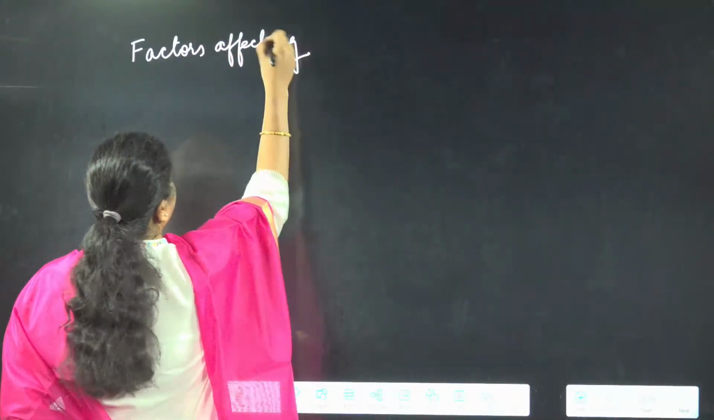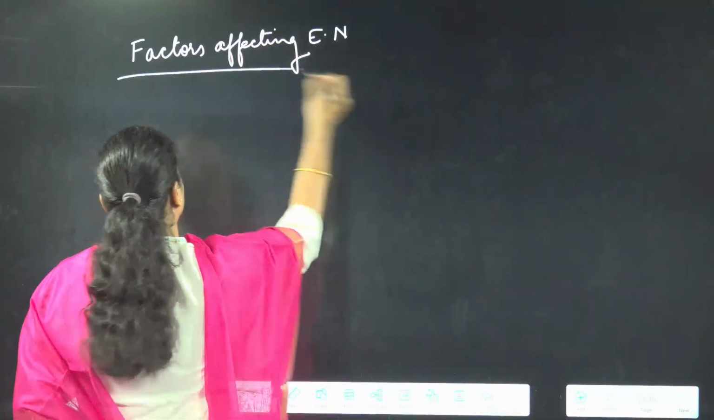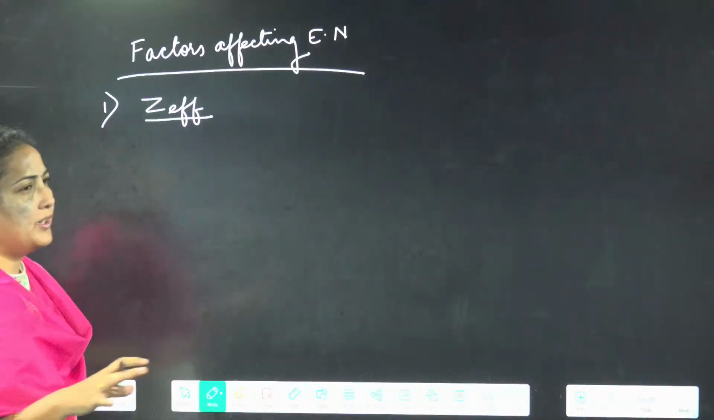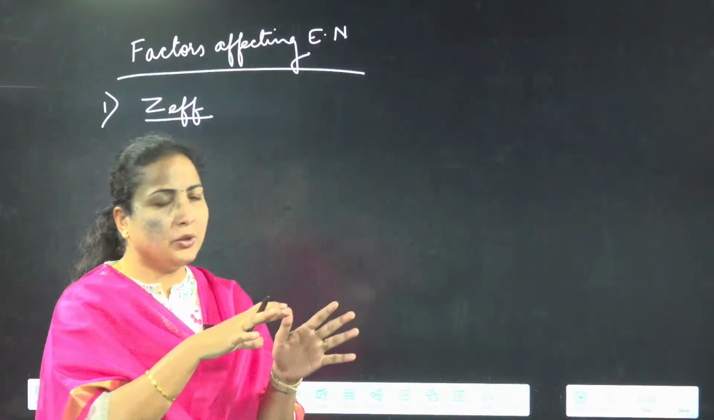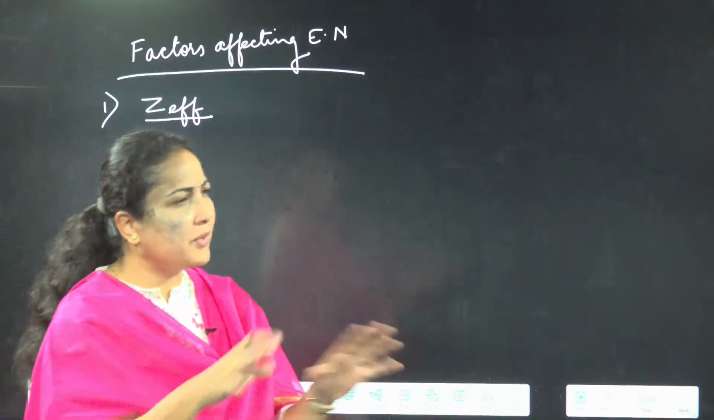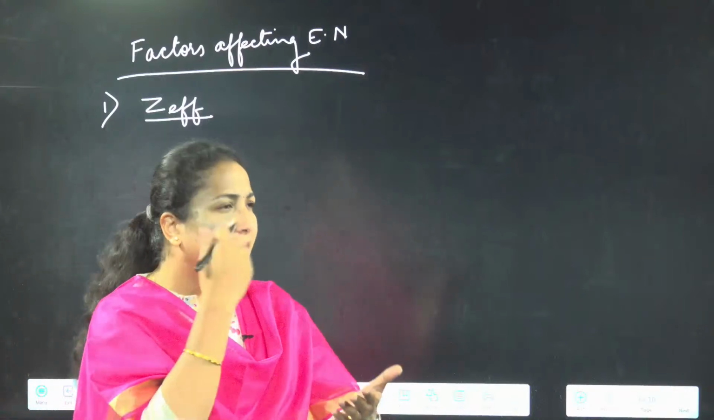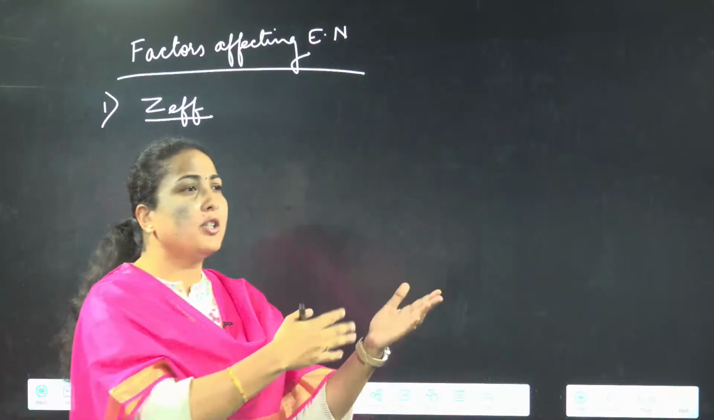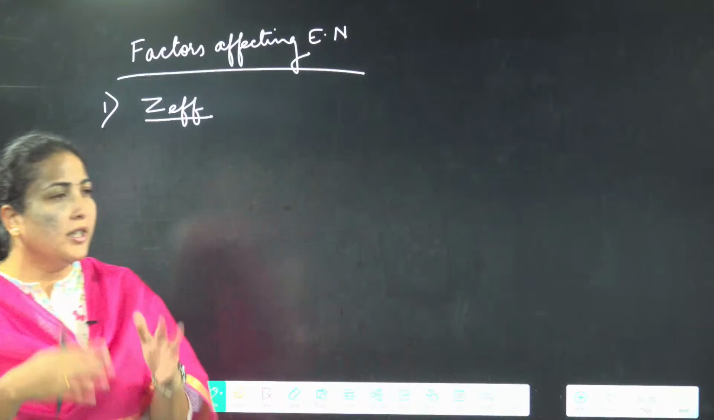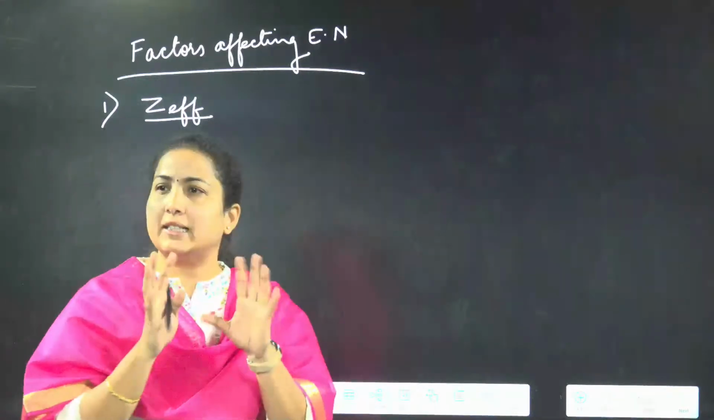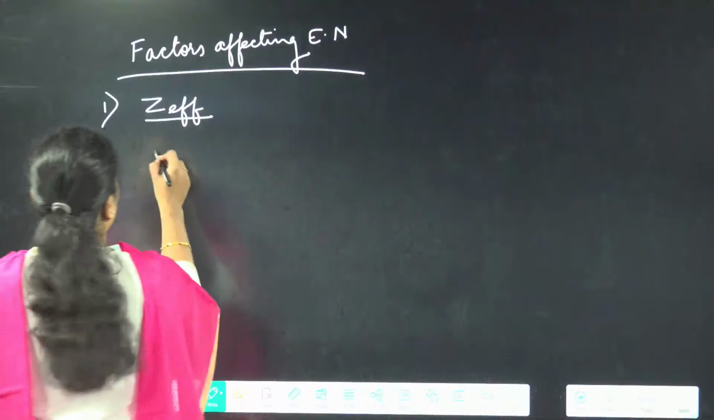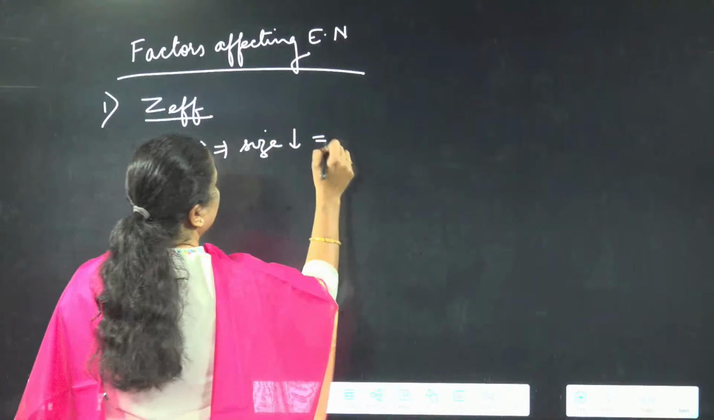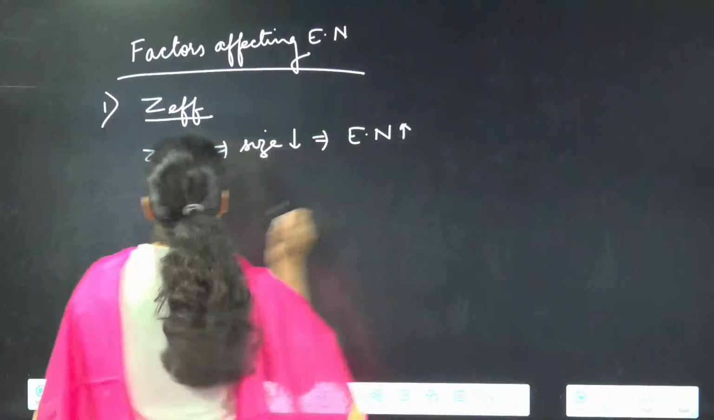Factors affecting electronegativity. First one is Z effective. Again, here also you just see all those factors which were affecting the tendency to accept the electrons. Similar way here also. Only thing is here, electrons are not getting accepted. They're just getting attracted. That's the difference. Accepting means the electron is totally coming from one atom to another, right? Here, it is only attraction. So, delta plus and delta minus charges will be there. So, if Z effective increases, size decreases, and the electronegativity is going to increase.